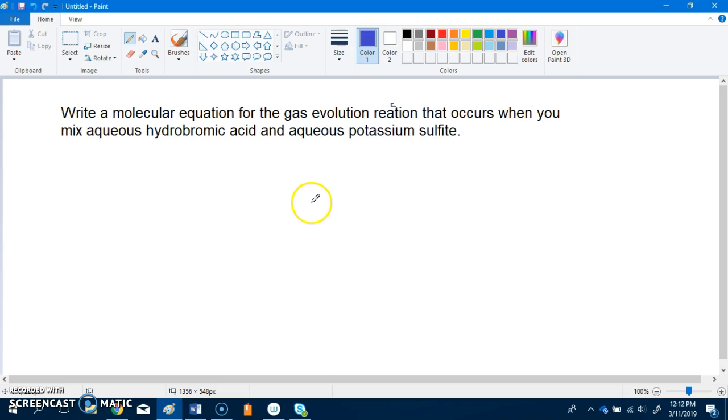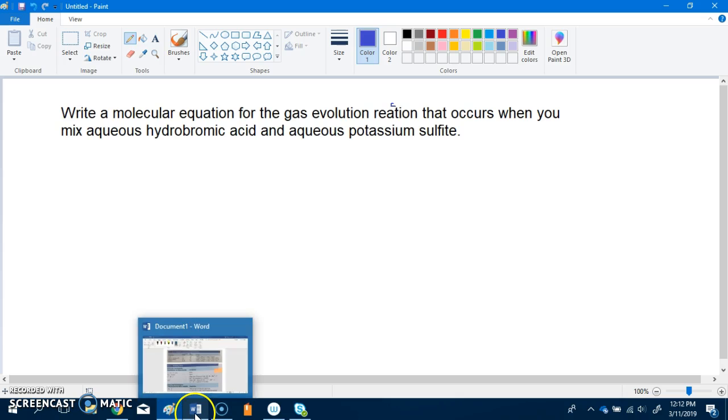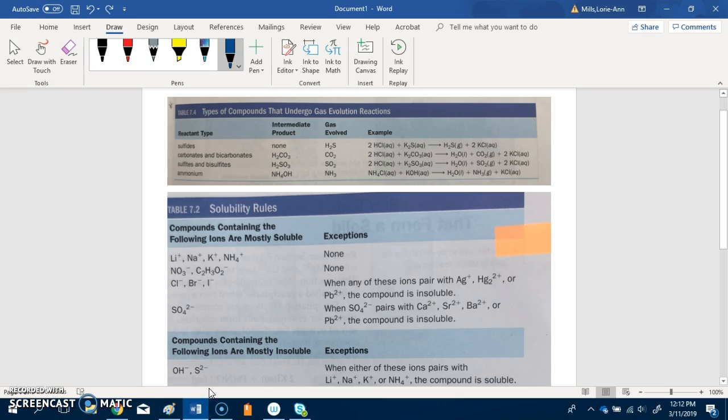So for this we're going to need to look at three different tables. You'll need your polyatomic table, which I don't have here, but that is in your textbook on page 143. You are also going to need this one at the top, which is types of compounds that undergo gas evolution reactions on page 227. And lastly, you'll need your solubility rules, and that's found on page 219. So, back to our question.